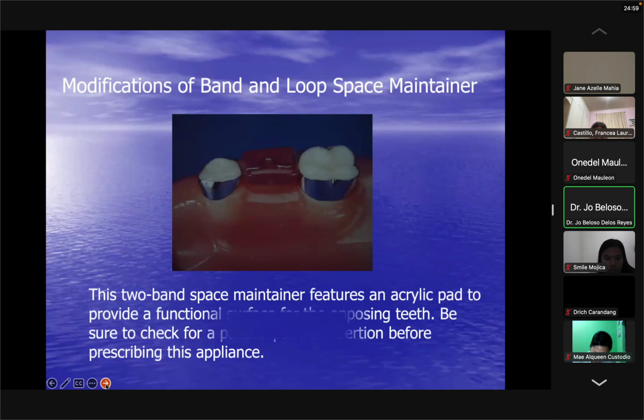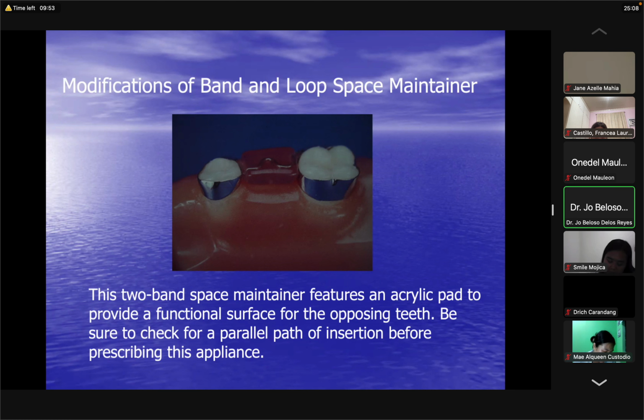Ito naman, running out of time, gagamitin natin. This 2-band space maintainer features an acrylic pad. May acrylic pad, itong kulay red na to, to provide the functional surface for the opposing teeth. Be sure to check for a parallel path of insertion before prescribing this appliance. This is a little bit complicated, so hindi siya masyadong ginagamit.